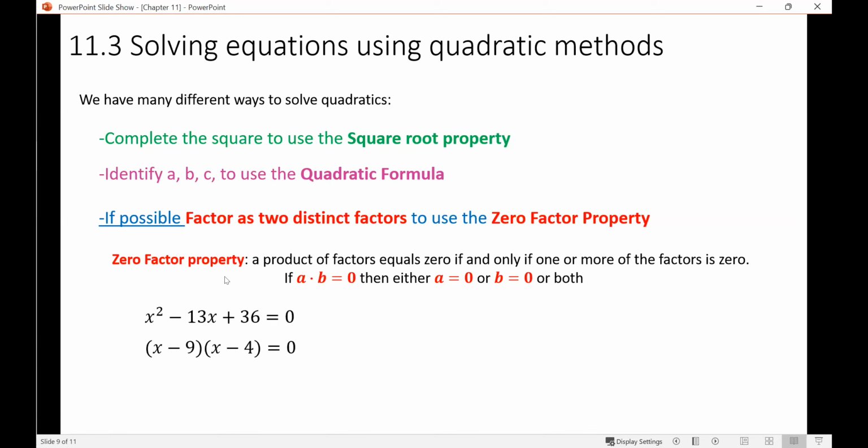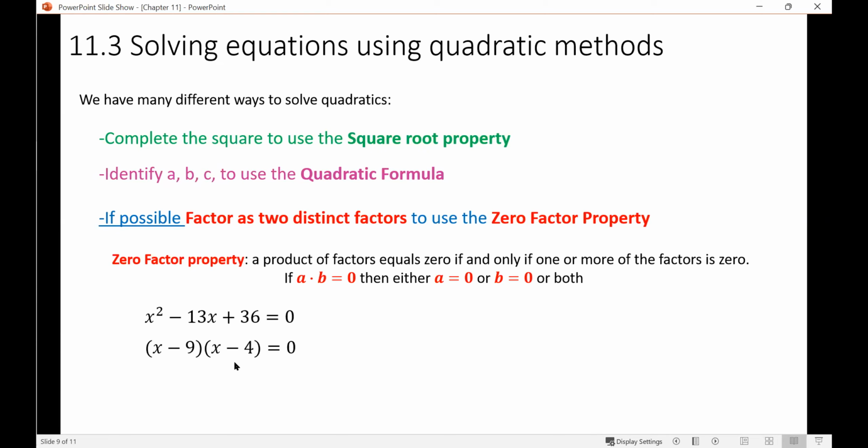And just to review a little bit of factoring, let's do this example here. If we've got x squared minus 13x plus 36 equals 0, we want to look at it and say, this is not a good candidate for completing the square. We could plug it into the quadratic formula. That'd take a little bit of work. First check, can we factor it? And indeed we can, right?